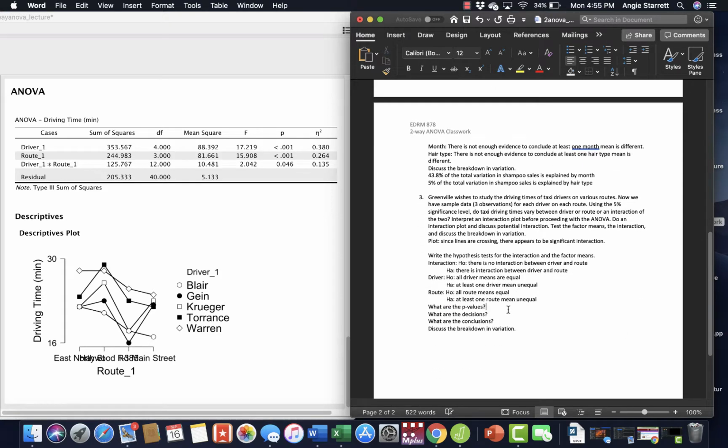All right, what are the p-values? So for our interaction, we're going to have one. For our driver, we're going to have one. And for our route, we're going to have one. All right, let's go to our ANOVA table in JASP.